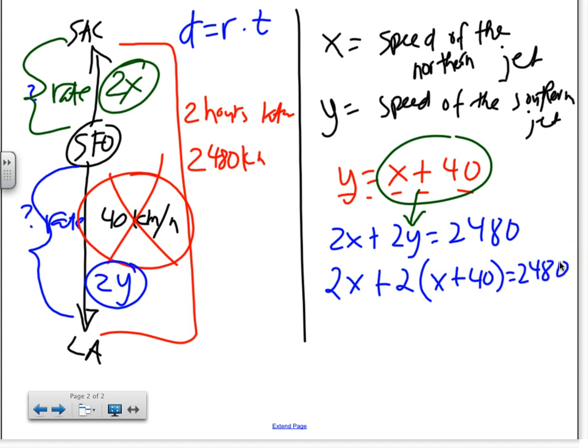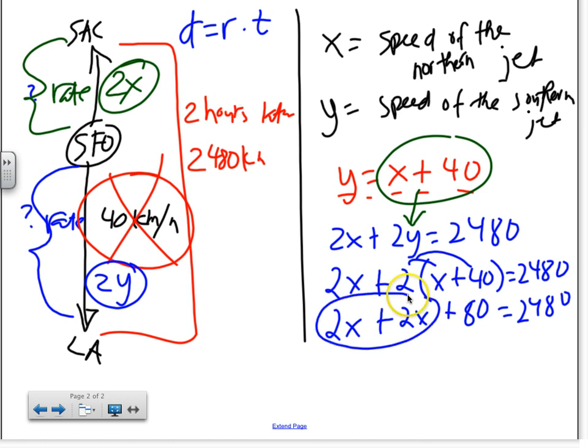Yes or no? Now what? Distribute, okay. So I'm going to distribute 2 times x plus 2 times x plus, is it 80? Equals 2,480. And now what? Let's simplify. Okay, combine like terms.